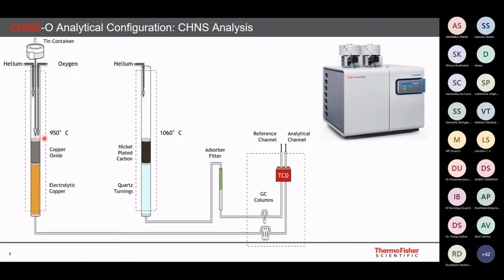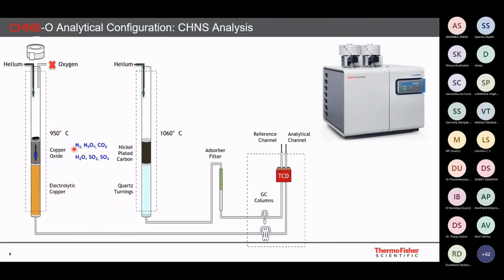When we introduce it into the reactor, we similarly introduce oxygen, only for 5 seconds. Then a flash occurs and the temperature reaches 1800 degrees centigrade. At 1800 degrees centigrade, whatever carbon, nitrogen, hydrogen, and sulfur is present is converted into its species. After that, the oxygen supply is switched off. Oxygen is supplied only for the 5 seconds for the combustion purpose, but the helium flow is going on continuously.